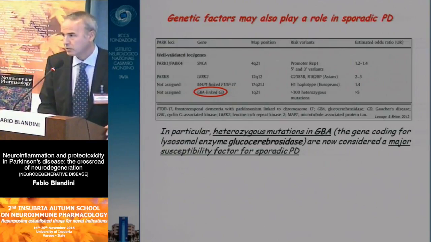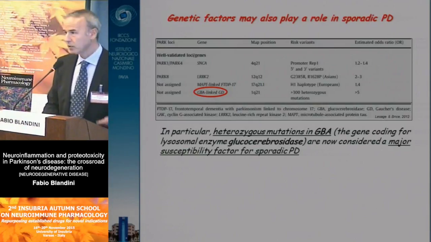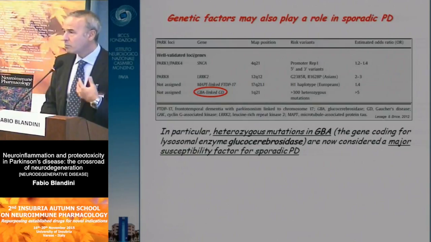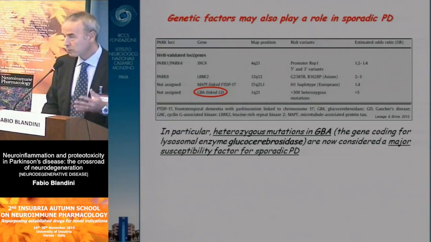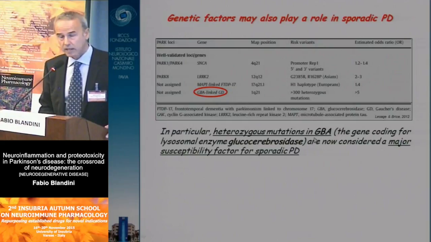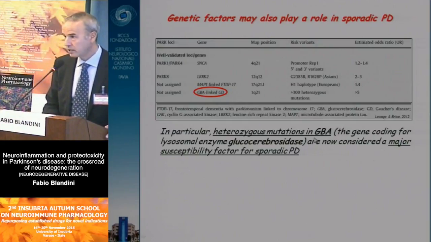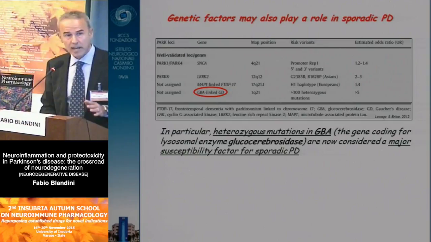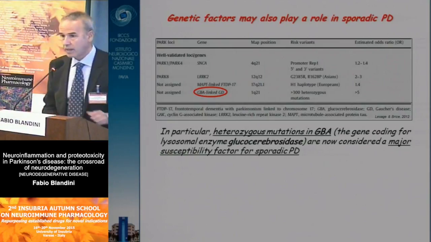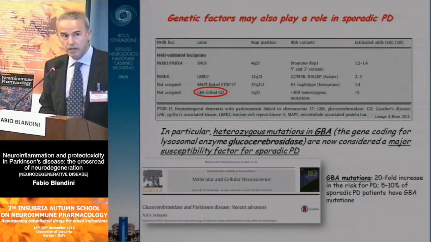Subjects with heterozygous mutations in this gene do not develop Gaucher disease, but they have a far more increased risk of developing the sporadic form of Parkinson's disease. This heterozygous mutation in the GBA gene is currently considered a major vulnerability factor, or possibly the most important risk factor, for sporadic PD. And we will get back to this.